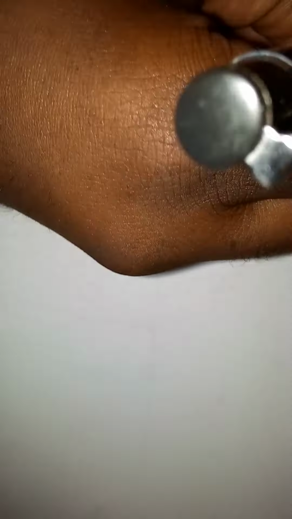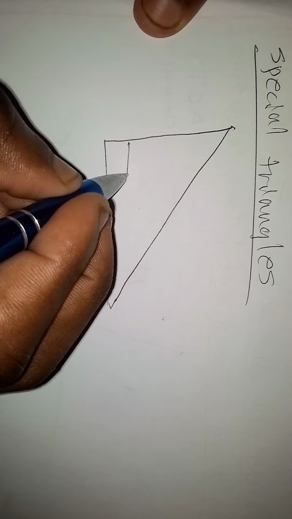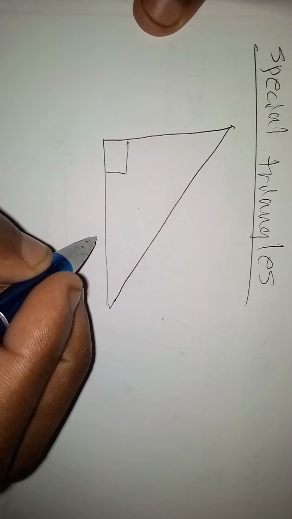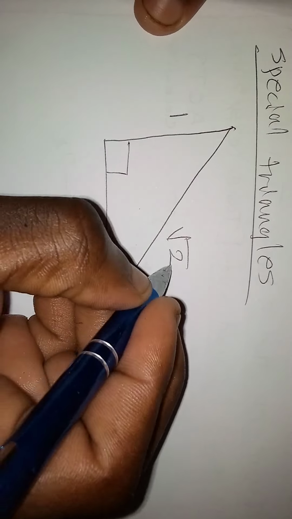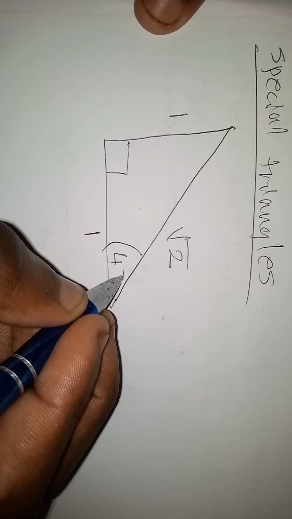So on these special triangles, the first one here is this one. We have this side is 1 and this side is also 1. Then this is root of 2. Then here we have 45 degrees.